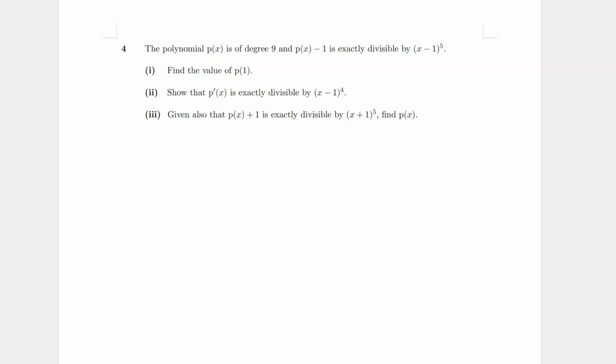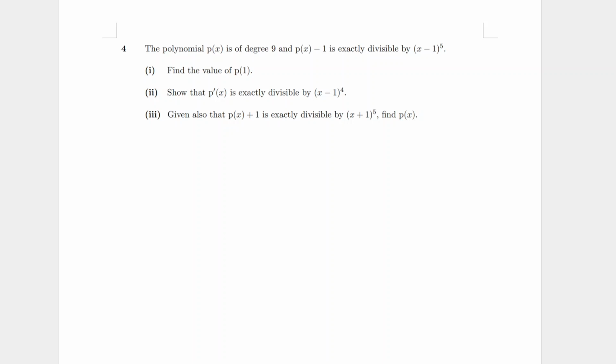Cool. Let's look at another polynomial question. This is from 2009, step 2, question 4, I think, if I remember correctly. So the polynomial p(x) is of degree 9, and p(x) minus 1 is exactly divisible by (x minus 1)^5. Find the value of p(1).